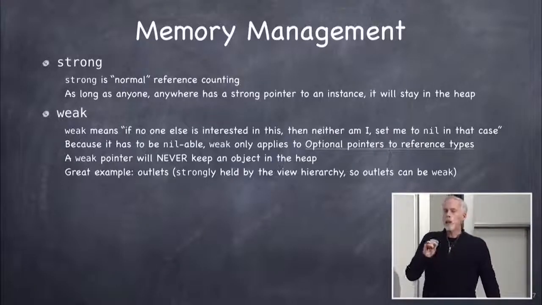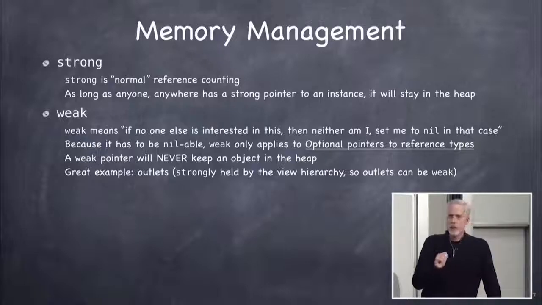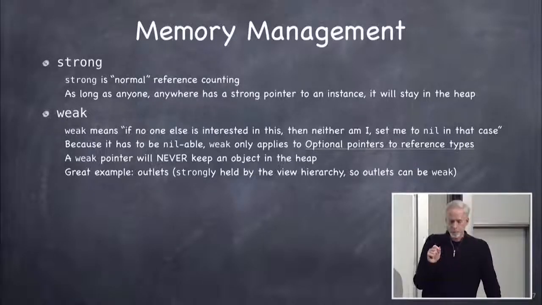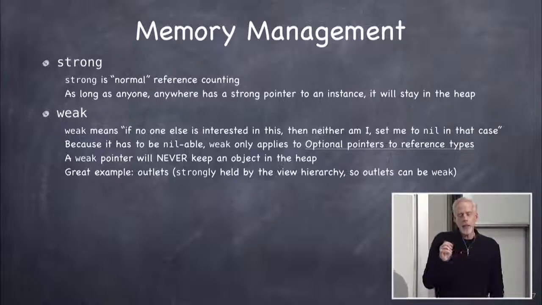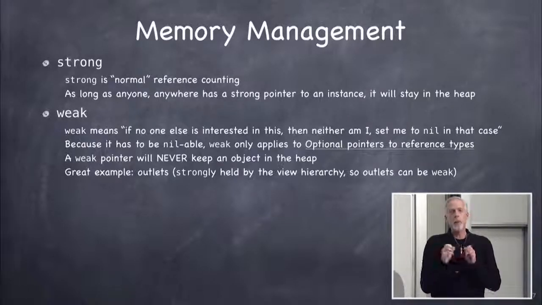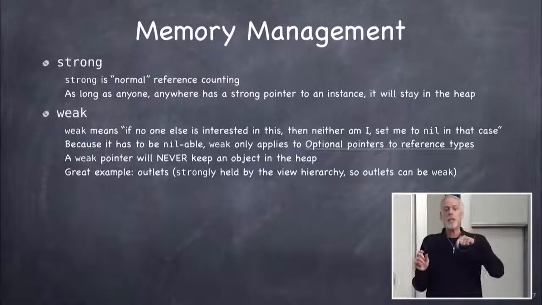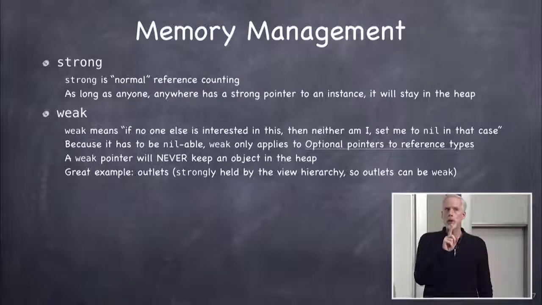Then there's weak. Now weak is a really interesting keyword in Swift. Okay? When you put weak on top of a var, it says, well, I'm looking at this thing in the heap, but if no one else is interested in the heap, then you can throw it out of the heap and set me to nil. So weak only works with what type?